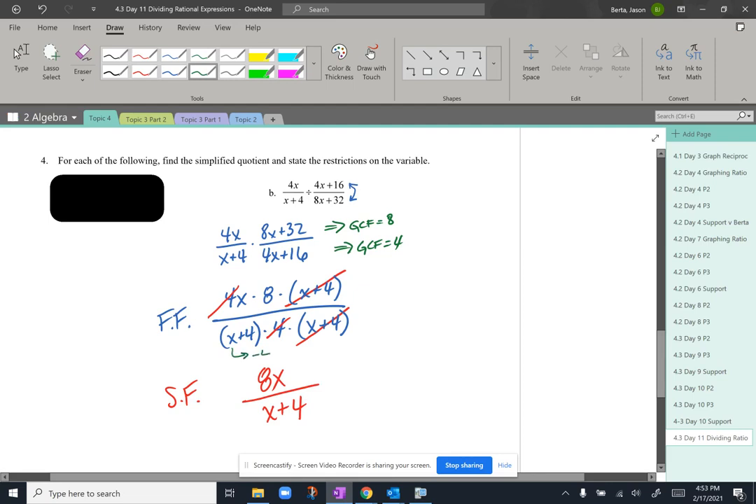Well, if x is negative 4, that first factor in the denominator in the factored form would be 0. And then we've got the same thing here, x is negative 4 in the other term. So our restrictions are that x cannot equal negative 4.